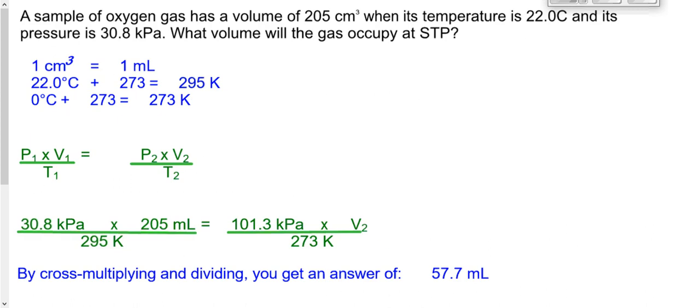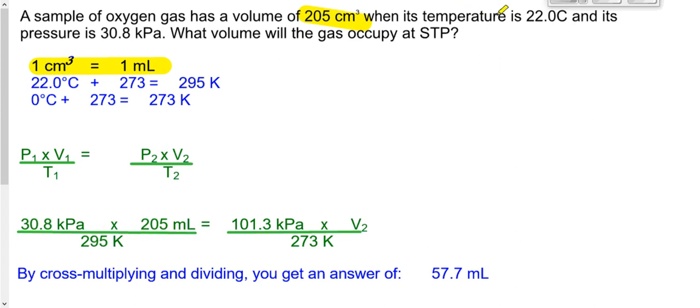Let's do one more example. A sample of oxygen gas has a volume of 205 cubic centimeters. Now this is volume. We're not used to this unit, cubic centimeters, but it's another standard way of measuring volume. A cubic centimeter is the same as a milliliter. So this is the same as saying 205 milliliters. And we can change it to that if it makes it easier for us.